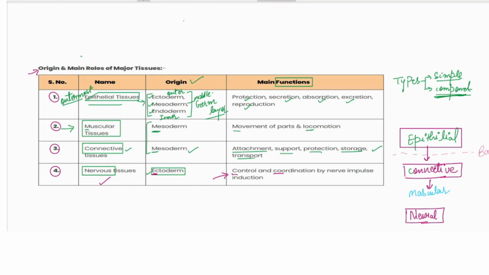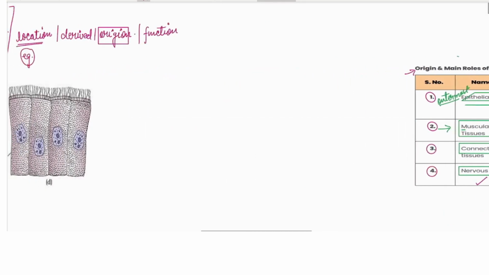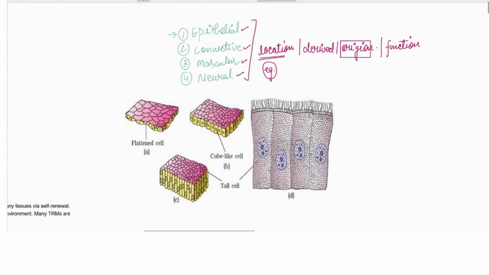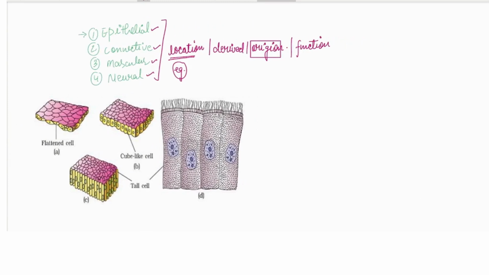Now let us see the first term, that is the epithelial tissues. Okay, so here is this diagram. This diagram is indicating the epithelial tissues. Here they are showing flat cells also. Flat cells means a single layer is there. This is also a single layer, but it has a different shape. Here it is an oval shape. Okay, here it is a cube-like shape, and here it is a column shape.